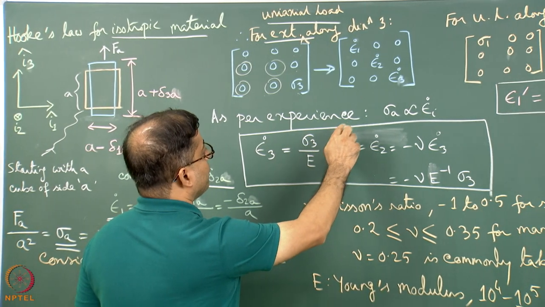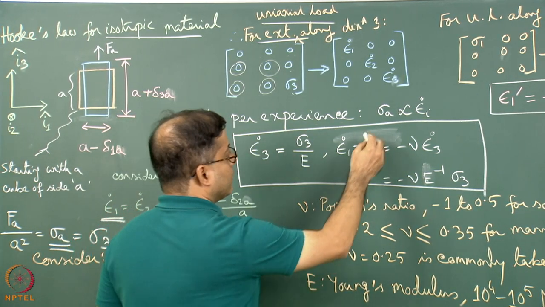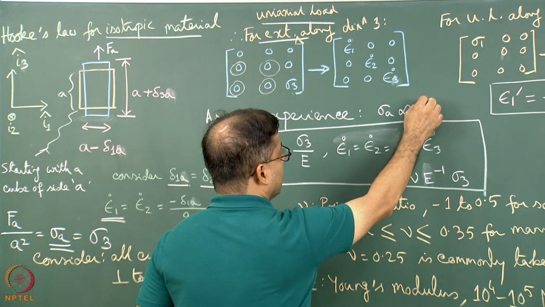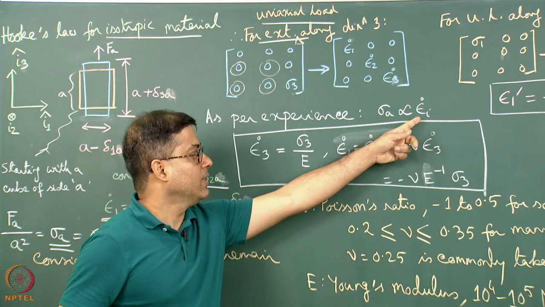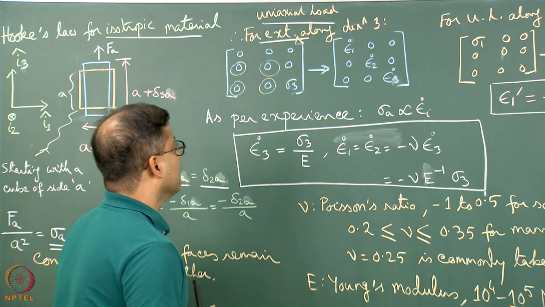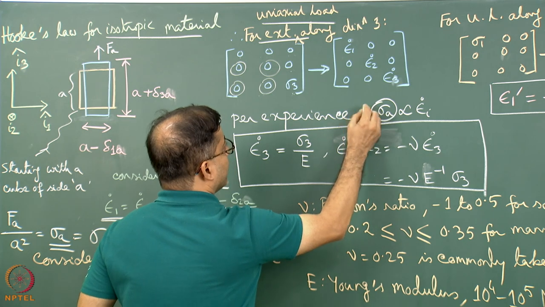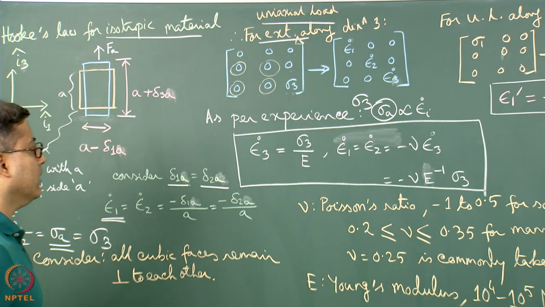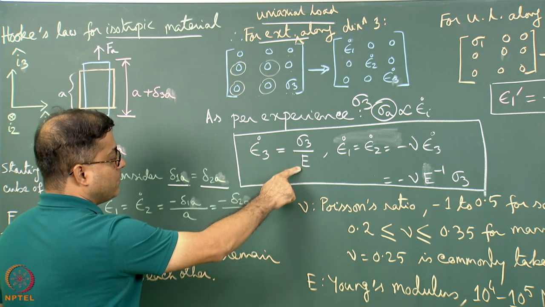And we can say that as per the experience, for small deformation, this sigma a is proportional to the epsilon i, and then this small circle. So this can be epsilon 1, epsilon 2 or epsilon 3, the three strains. And here, by the way, instead of sigma a, we have already written it as sigma 3. Now what are the relations? The epsilon 3 is given by sigma 3 by E.